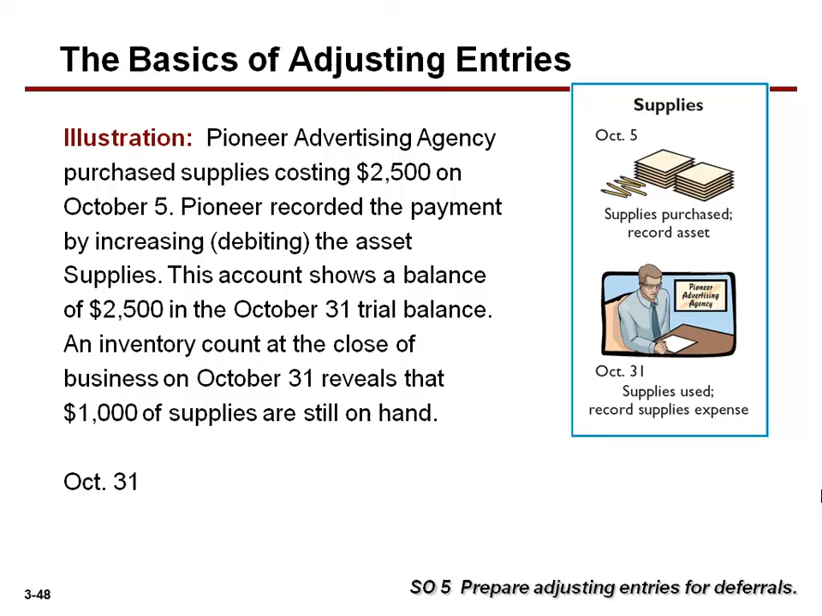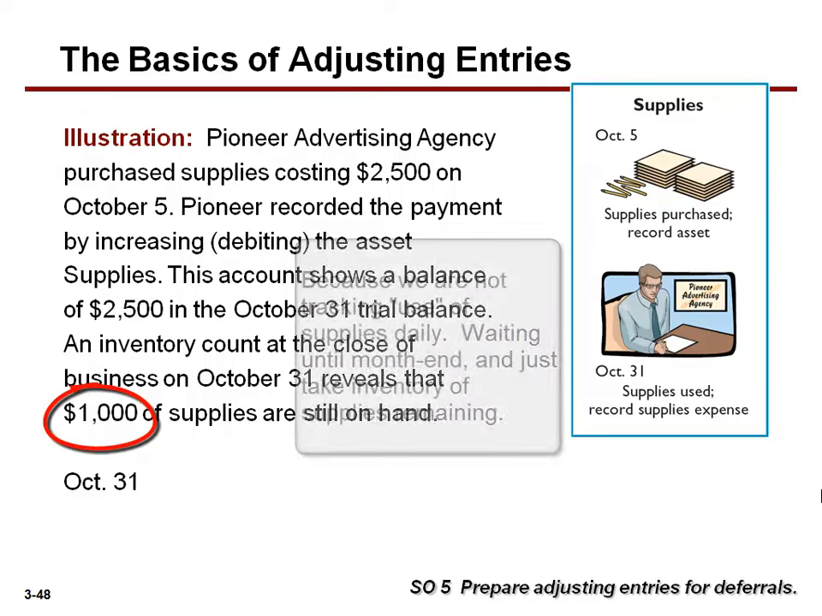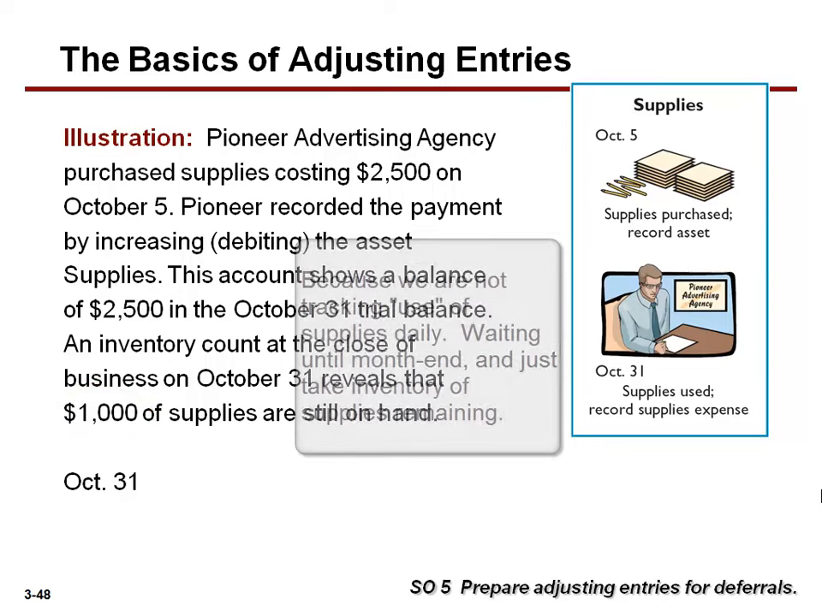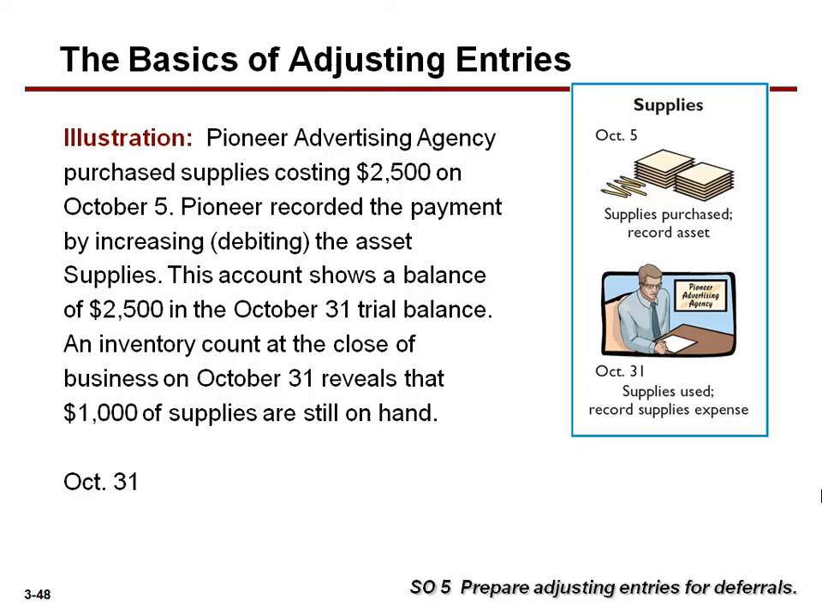The illustration here has our company, Pioneer Advertising, purchasing supplies early in the month. We're going to record them as assets because we haven't used them yet. At month end, we're going to take an inventory of our remaining supplies to determine, by inventory difference, how much has been consumed during that month. So we're going to look at two events: what we have on our balance sheet to begin with during October, $2,500 of supplies.